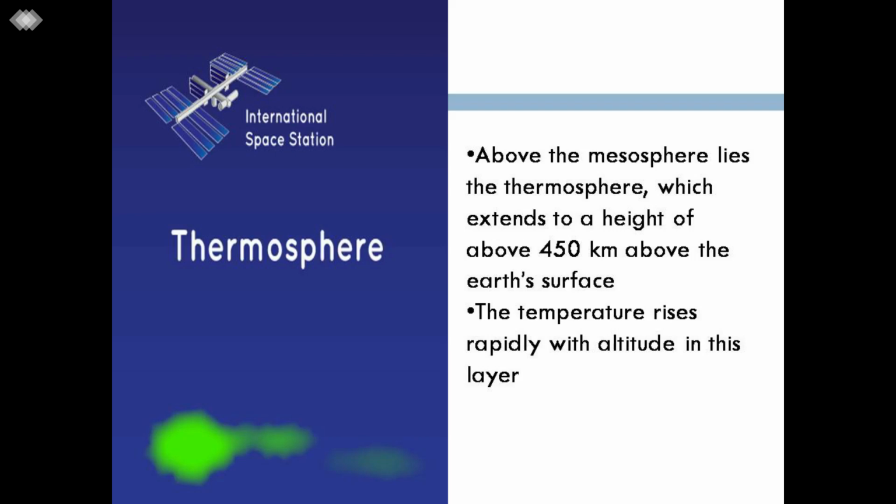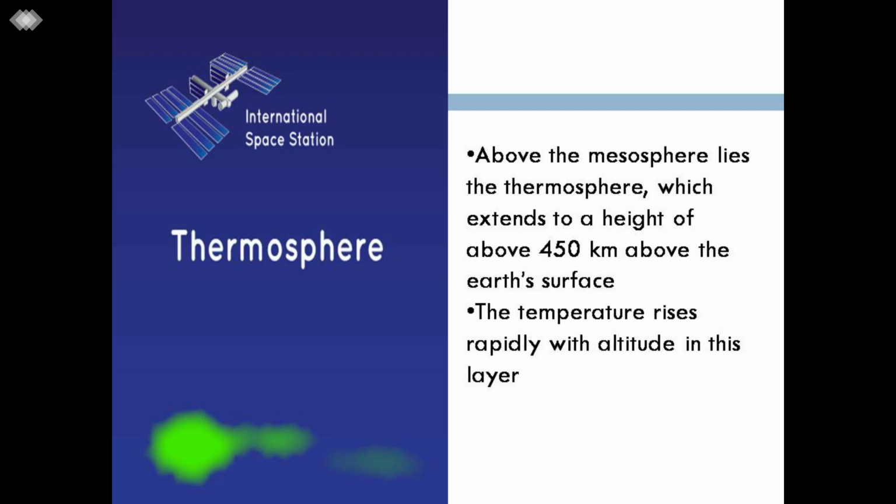Thermosphere. The thermosphere is the second highest layer of the Earth's atmosphere. It extends from the mesopause at an altitude of about 80 kilometers up to the thermopause at an altitude range of 500 to 1000 kilometers. Above the mesosphere lies the thermosphere, which extends to a height of above 450 kilometers above the Earth's surface. The lower part of the thermosphere, from 80 to 550 kilometers above Earth's surface, contains the ionosphere. The ionosphere will be explained to you further in the video.